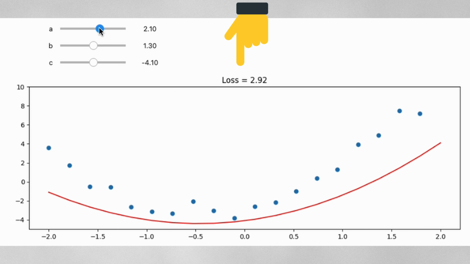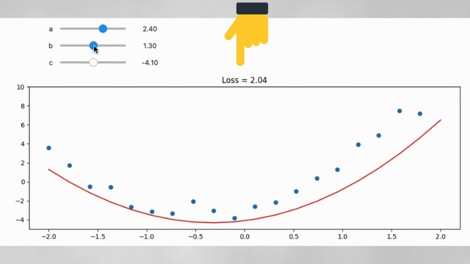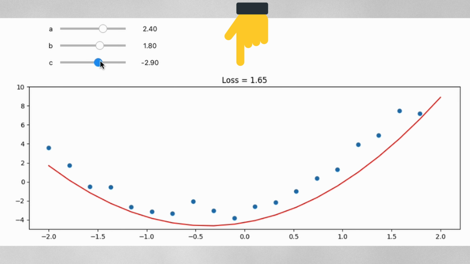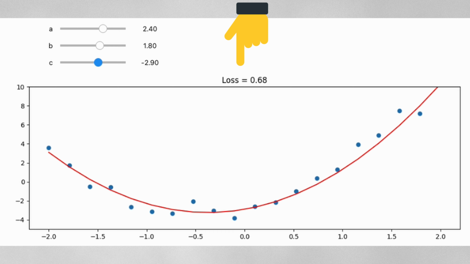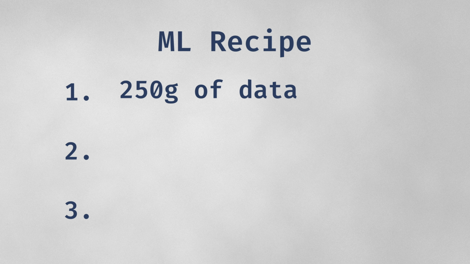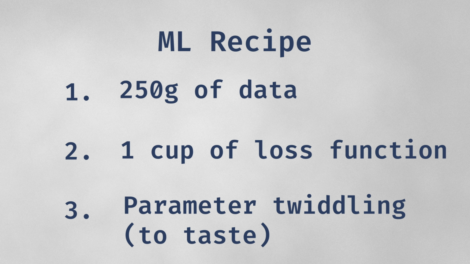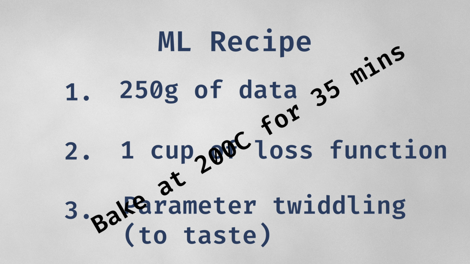Now when we twiddle the sliders, we don't actually need to look at the graph anymore. We can just check if our loss number goes up and down. This is handy because it means we can have high dimensional data. We don't need to be able to plot and eyeball it. We can just calculate the loss and let the computer do the twiddling. So far we have data, a loss function, and some parameters to twiddle. This is the core of any machine learning algorithm.